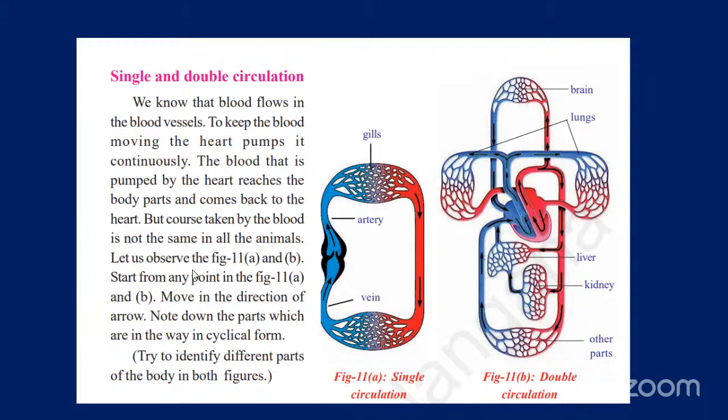So let us observe the figure ఇక్కడ 11 చూసుకుంటే, and we start from any point in the figure 11. A and B move in the direction of arrow. So ఎలా direction ఉంది, like this, right? And note down the parts which are in the way in cyclical form. Try to identify different parts of the body in both the figures.